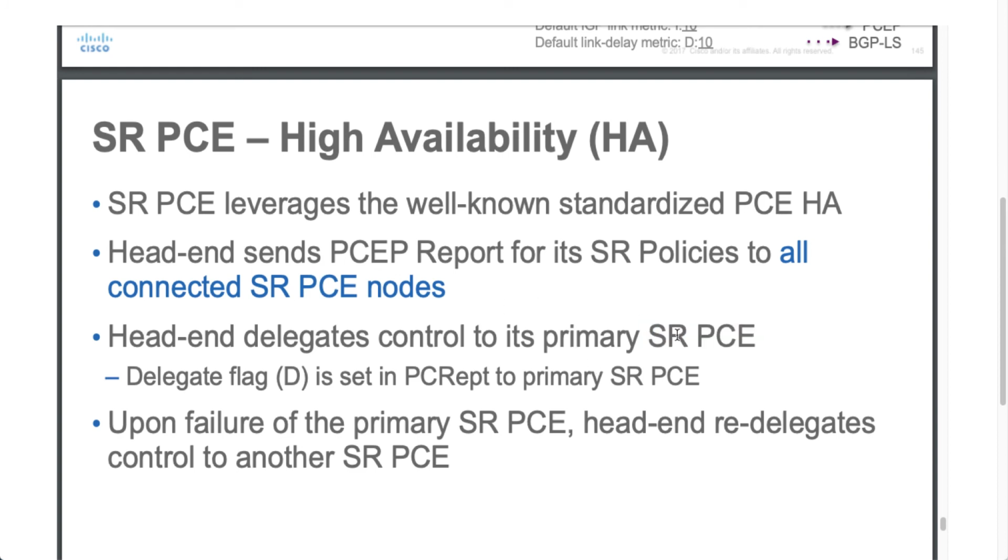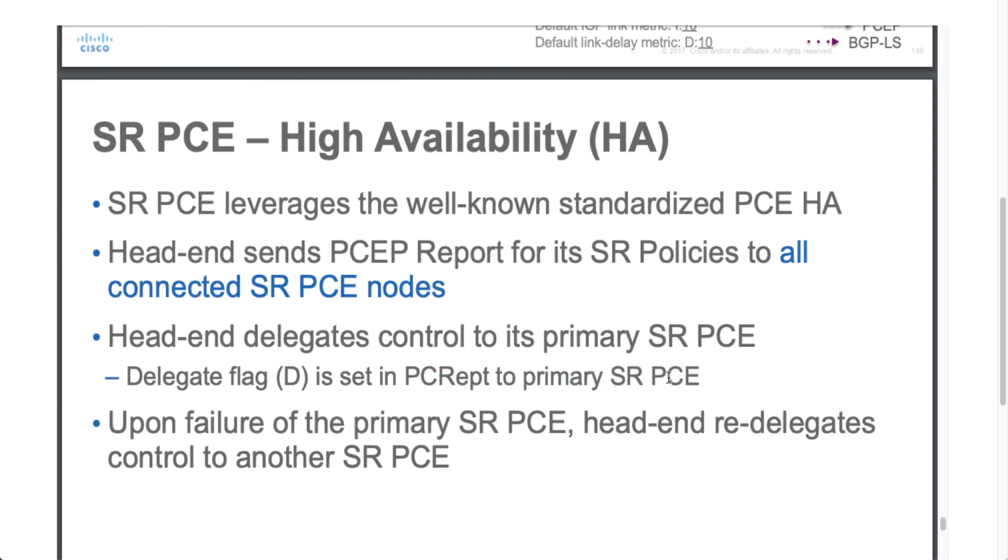Headend delegates control to the primary SR-PCE. When you have a pair of SR-PCE, you can call the first one either the primary, master, or active. Whichever is your primary or active or master SR-PCE, when you look at the policy, it will have a flag D. The D indicates a delegated flag, and it will report which is your primary SR-PCE. So the delegated flag is set in the PCEP report to the primary SR-PCE.